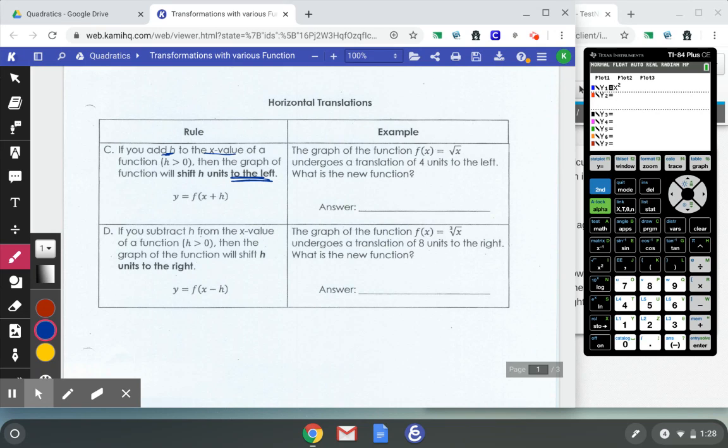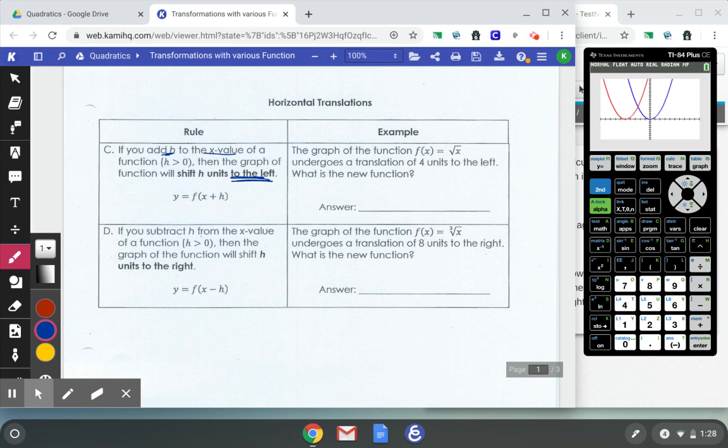Now, you are making an adjustment to the actual x value, so it's before you're squaring it. So let's say I said x plus 5, and then I'm going to square it. Let's see what happens to the graph. Notice how it shifts to the left.